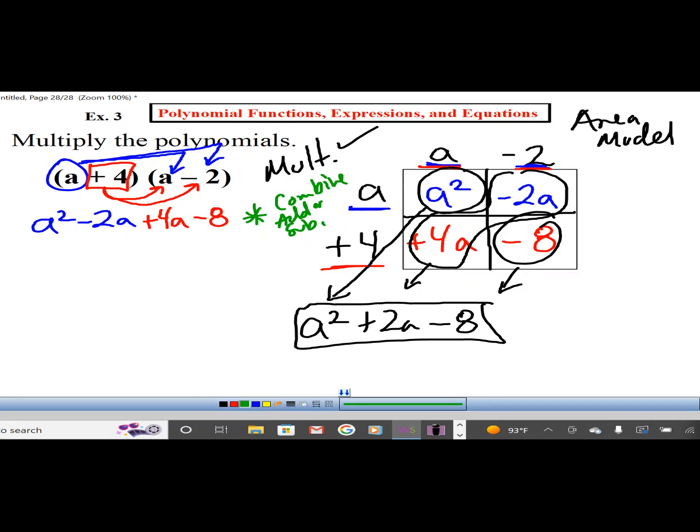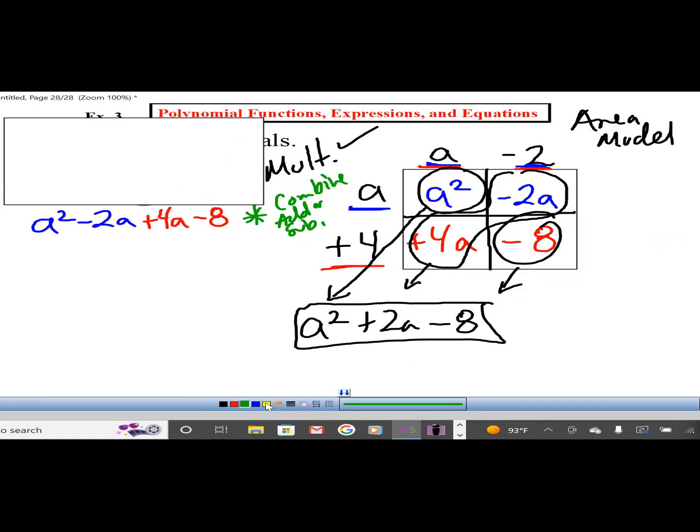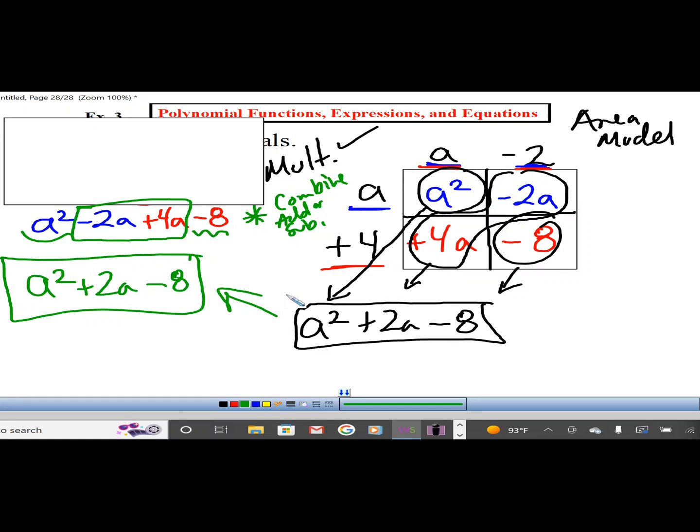So check this out. If I was to cover this and I ask you to combine like terms, do we know how to do that? Yes, we've been doing that for the past week, right? So let's combine like terms here. Is there another a squared? No, bring that down. Is there another a? Yes, right next to it. So we got 4 minus 2, that's positive 2a. And at the end, my constant is negative 8. Did we get the same thing as the area model? Yes. Either method works.